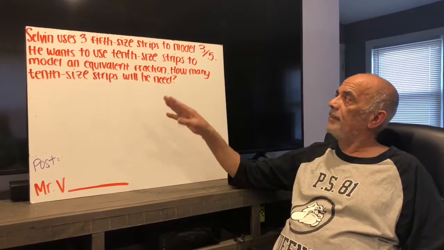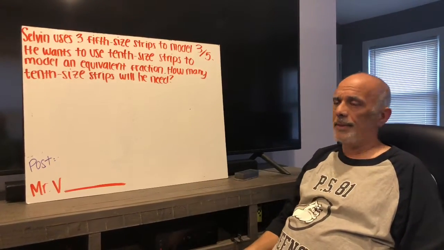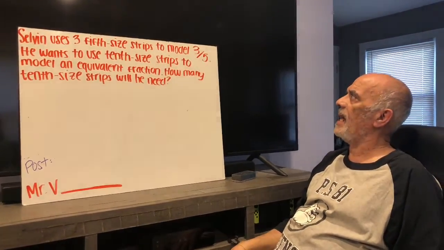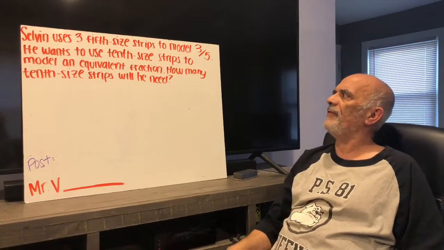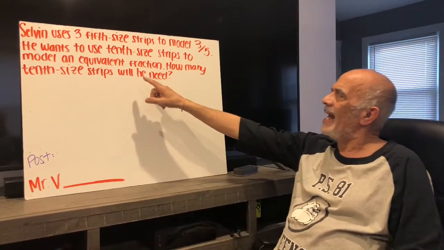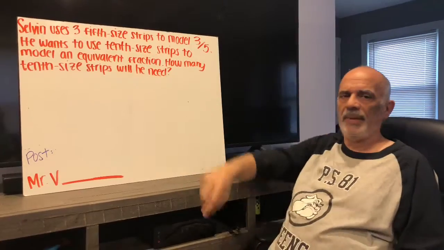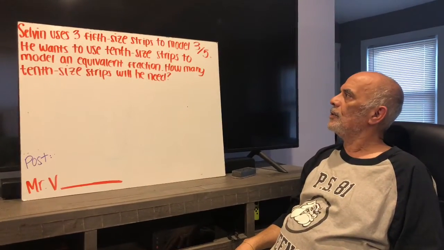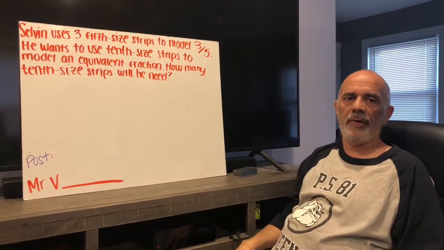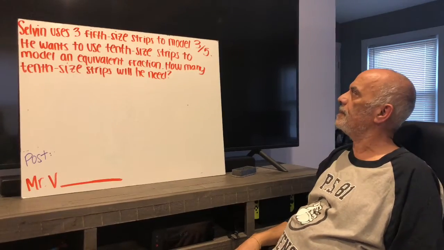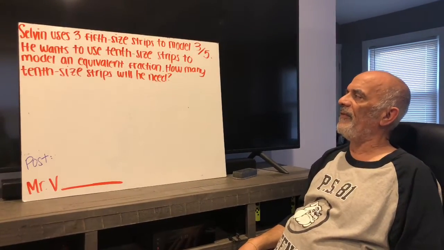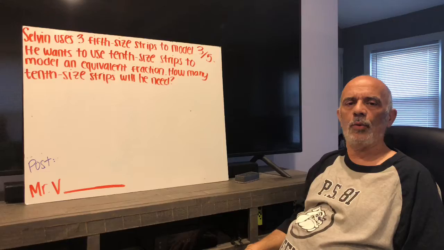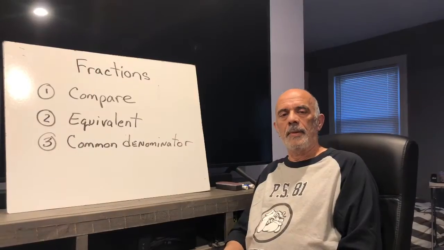Here's our problem. Selvin uses 3/5 size strips to model 3/5. He wants to use 1/10 size pieces to model an equivalent fraction. How many 1/10 size strips will he need? Go.